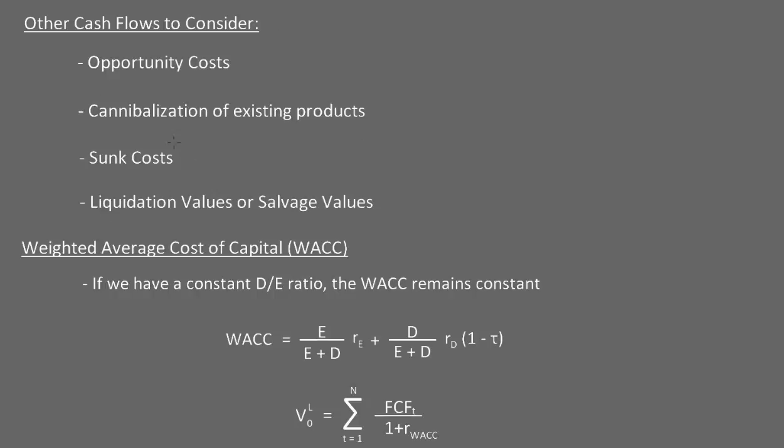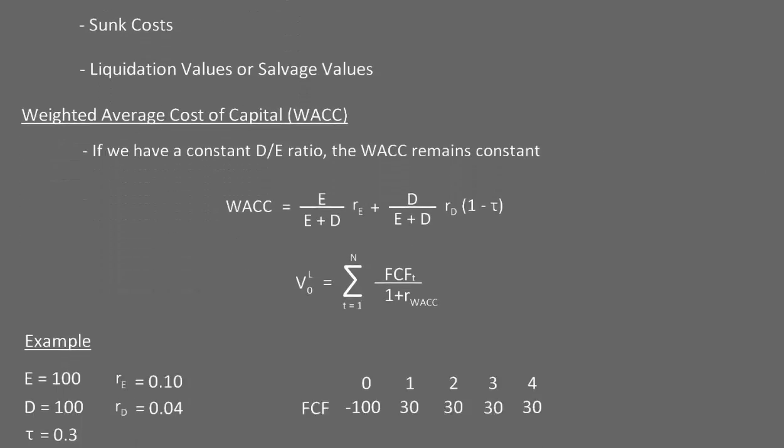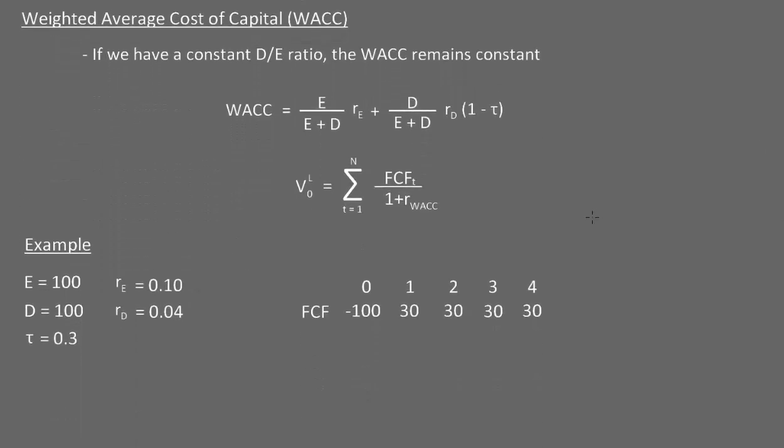Now, the third item are sunk costs. These are things like past R&D expenses, and they shouldn't be included in the calculation. The final item are liquidation values or salvage values. For example, say you bought a machine for $10,000 and used it for 5 years. At the end of 5 years, it still has a market value of $1,000. This value of $1,000 should be included in the calculation, as you can sell the machine at that time for that amount. Moving on, we'll cover the weighted average cost of capital.